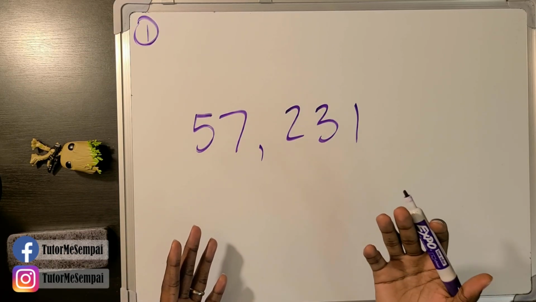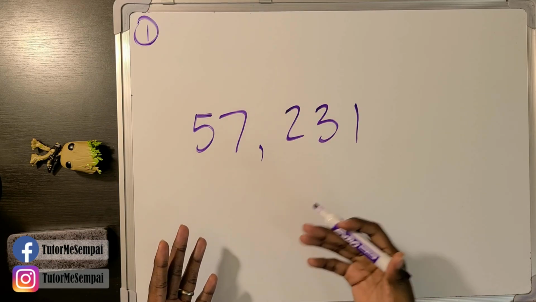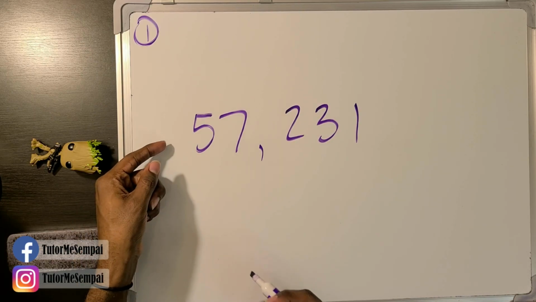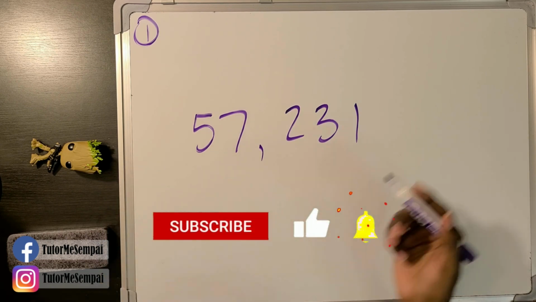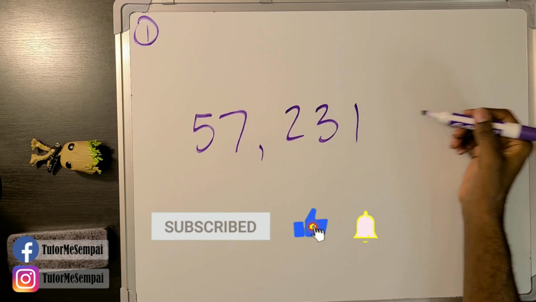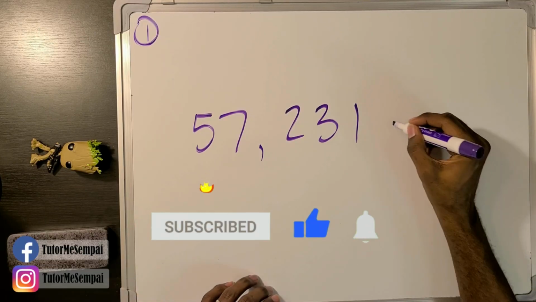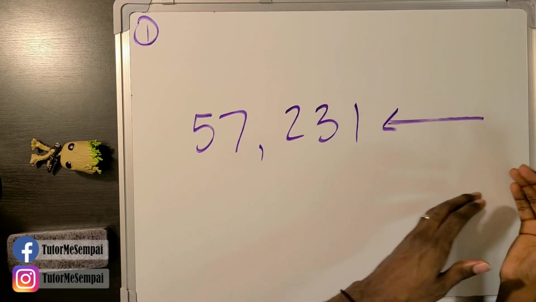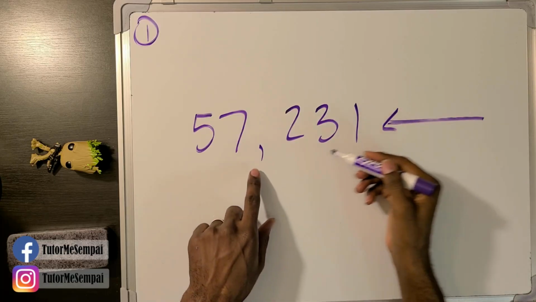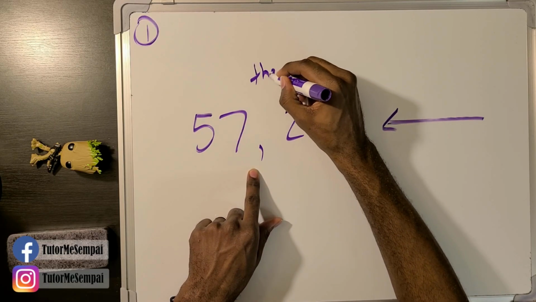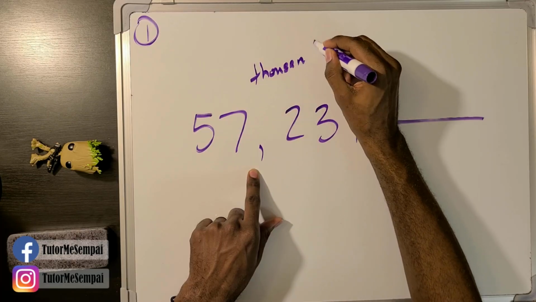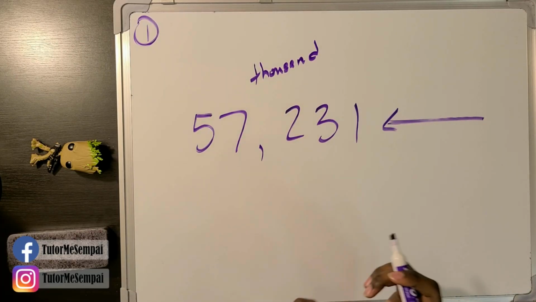So ask yourself that question, are you right? If we start from here and we're going to name the comma, are we right? No, we're left. So let's start from over here. Are we right? Yes, we're right. So we're going to start from the right. And the very first comma we come into is the 1,000 comma, right? It's always going to be the 1,000 comma.